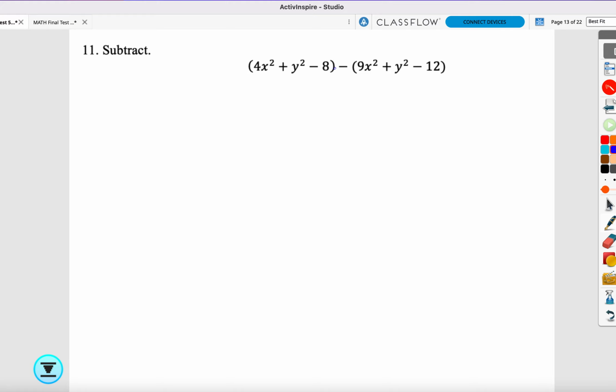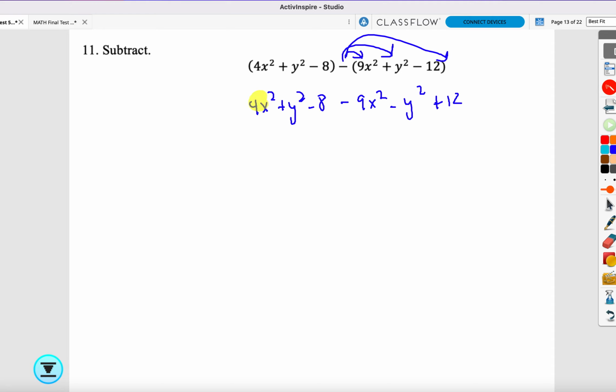Subtract again, so go ahead and distribute the minus sign. Remember, the signs flip, so 9x squared becomes negative 9x squared. y squared becomes negative y squared. Negative 12 becomes plus 12. Bring down everything else and combine your like terms.